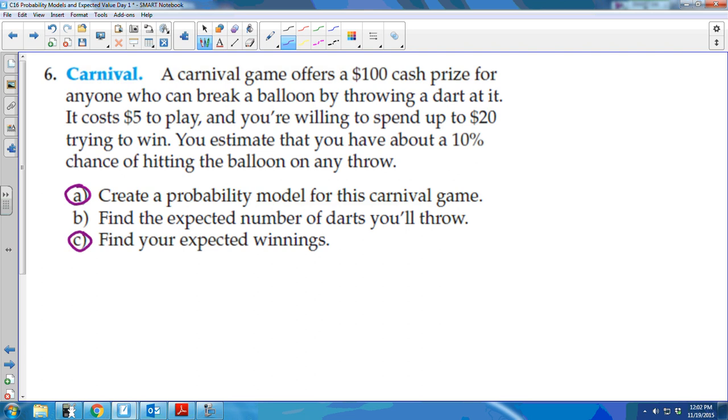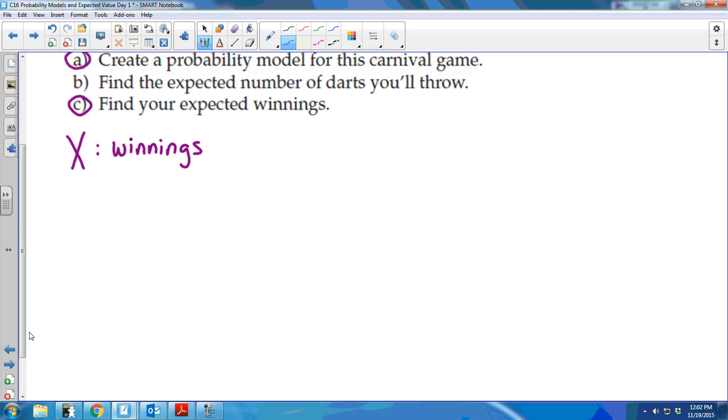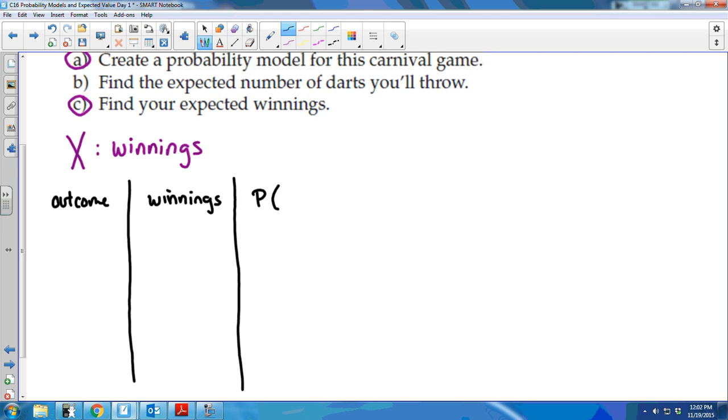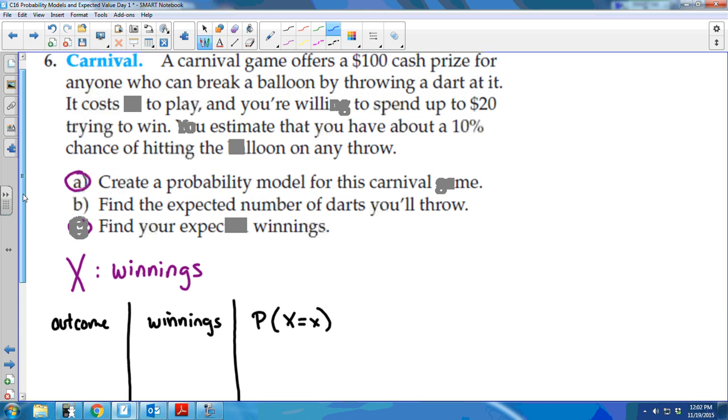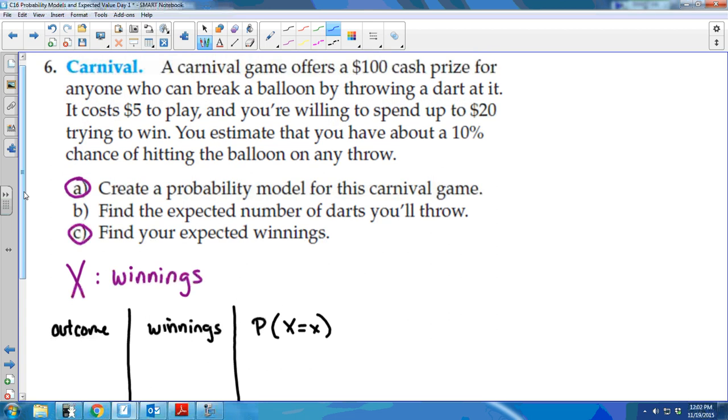All right. So if we're going to make a probability model, my random variable is going to be my winnings. Right? Okay. We can keep track of the outcome if you want to in this one, if it helps. And then we have how much you're going to win. And then we have the probability of that happening. All right. So again, you're throwing a dart. It costs you $5 to throw the dart. I have a 10% chance of hitting the balloon. That's the important information. Okay?